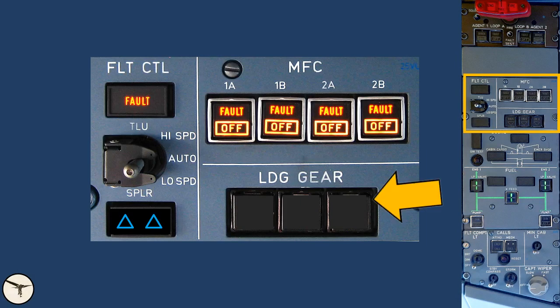The landing gear has two independent indicators. This is the secondary indicator. The green triangle means that the gear is down and locked. The red light means that the gear is in transit and not locked. No lights at all means it's up and locked.